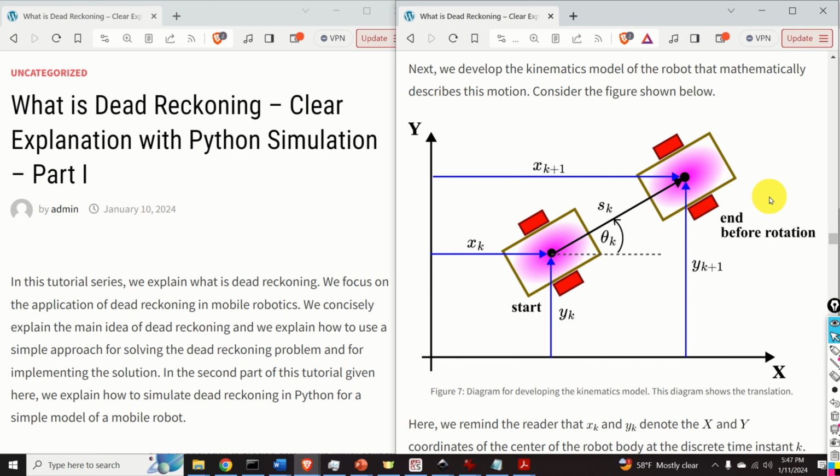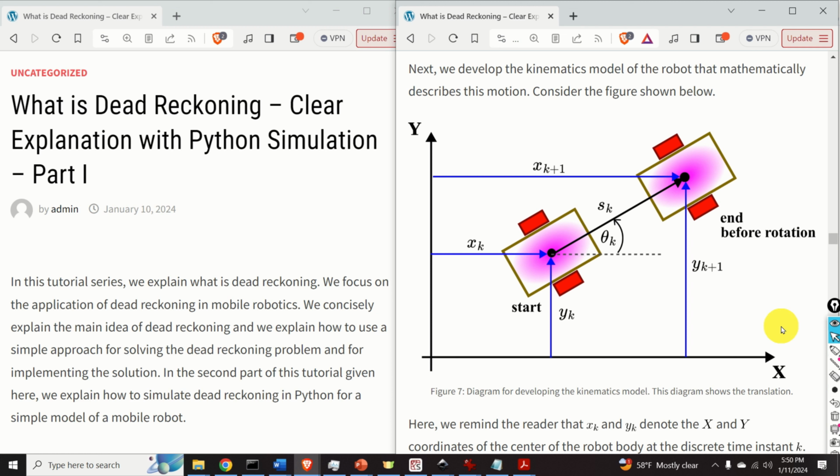In the second tutorial part, whose link will be given in the description below of this video tutorial, we explain how to simulate dead reckoning in Python for a simple model of a mobile robot. The dead reckoning implementation approach presented in this video tutorial is far from optimal, and we can say that it is actually a naive approach. However, this naive approach is very useful for understanding the advantages and disadvantages of dead reckoning and learning how to simulate dead reckoning in Python.